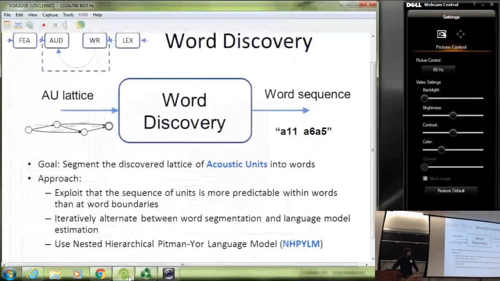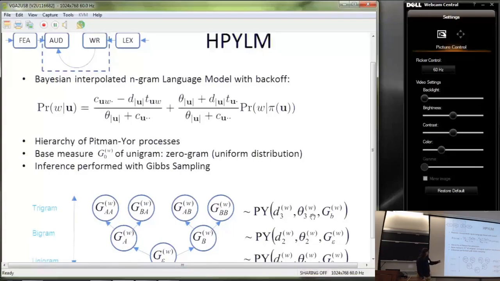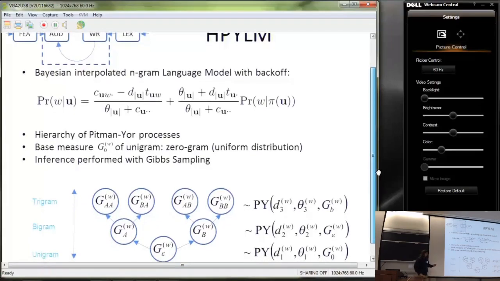In order to do that, we need a language model which is able to learn, and therefore we use a nested hierarchical Pitman-Yor language model. So I explain first what a hierarchical Pitman-Yor language model is. Basically, it is a Bayesian approach to an interpolated n-gram language model with backoff. So imagine we start with a 0-gram, so all words are equally probable. Then we vary around this distribution to obtain a unigram distribution. And we have two parameters.